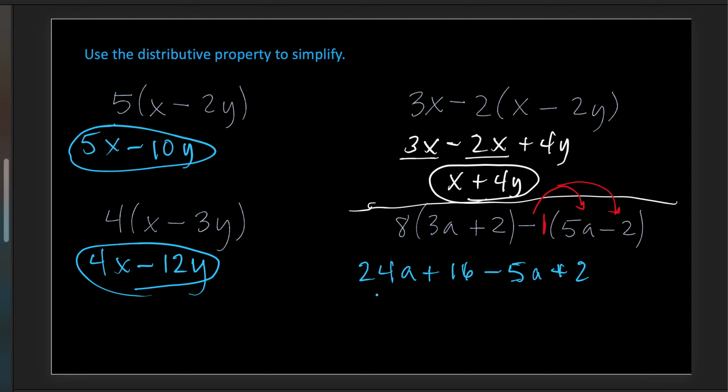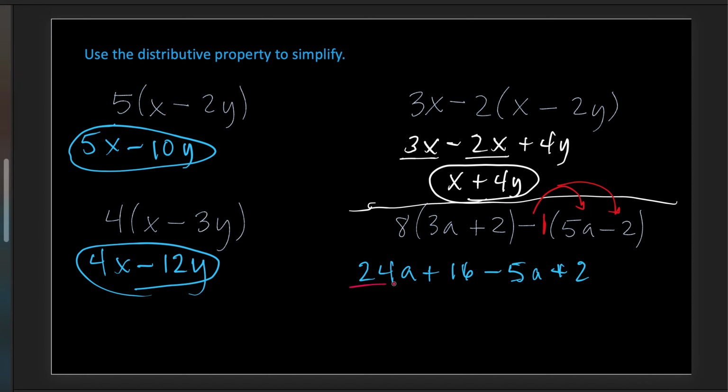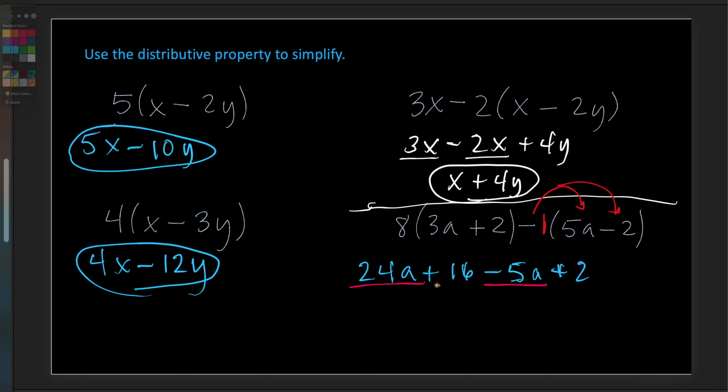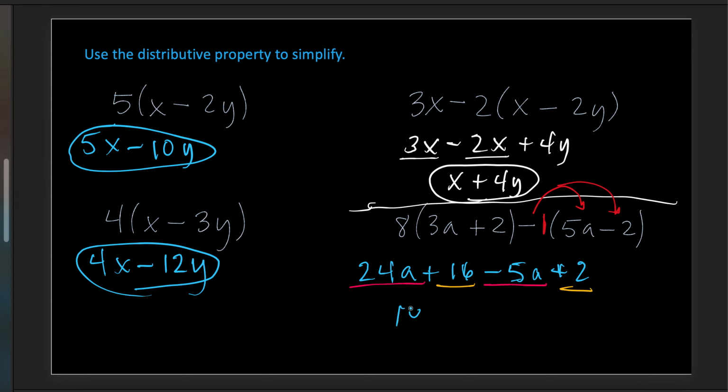Now we're looking for like terms. So we have a terms right here that are alike, and I'll combine those. Then we have numbers right here that we can combine. So 24a minus 5a is 19a, and then 16 plus 2 is 18. So that's it.